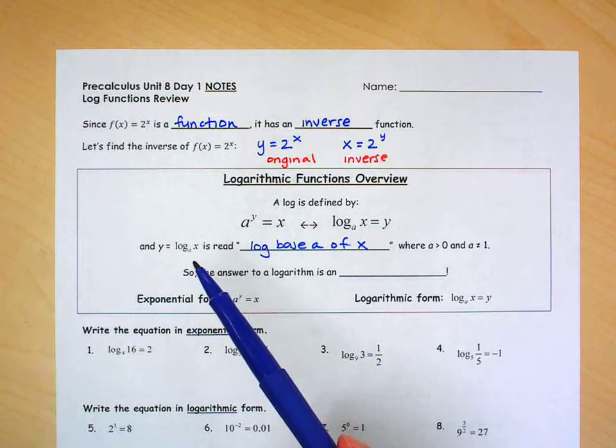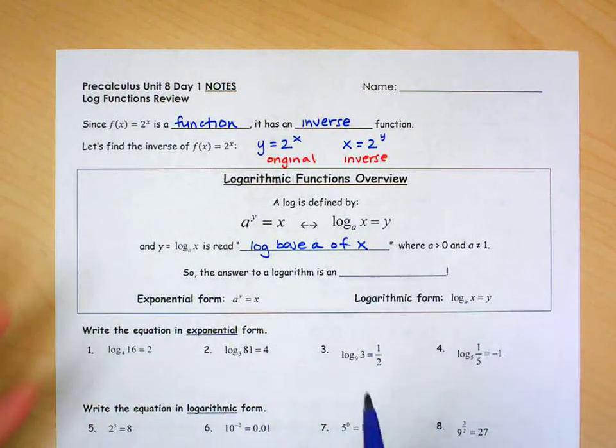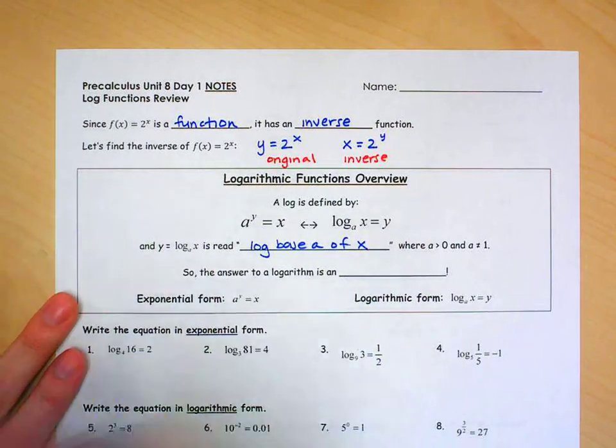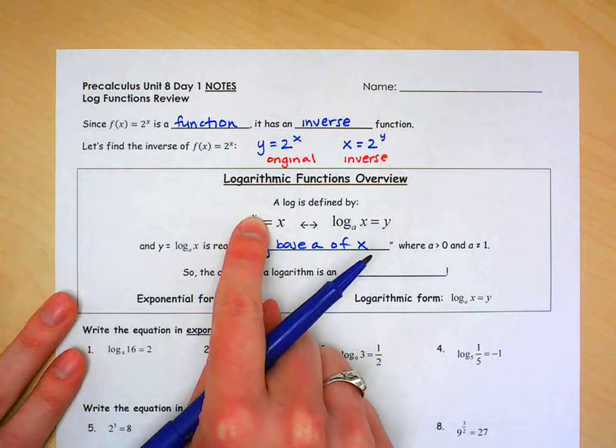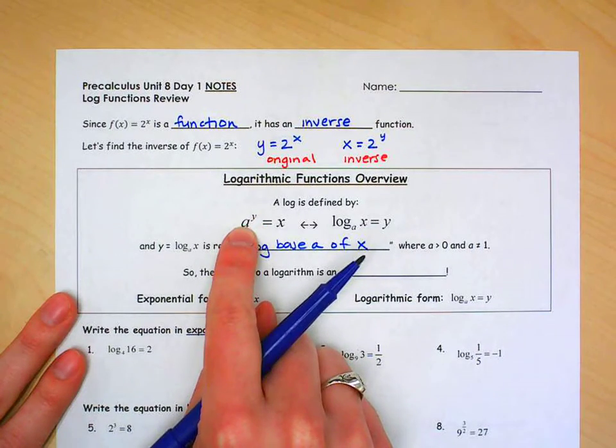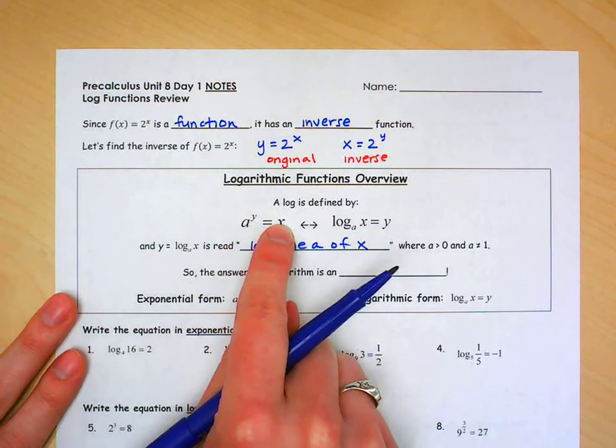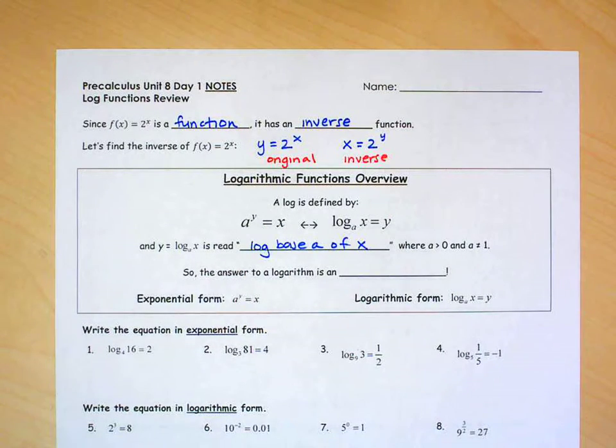It also can't be 1, because if 1's my base, like 1 to the 1, 1 to the 2, 1 to the 3, 1 to the 4, it's always going to equal 1, so it doesn't really make sense. So the big thing is the base a has to always be greater than 0 and just not 1.